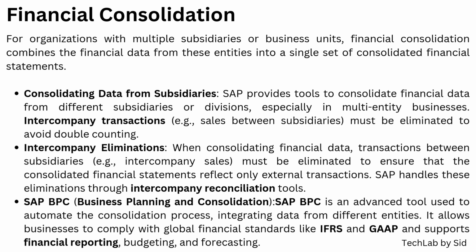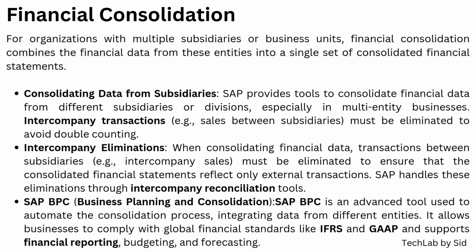One key aspect is consolidating data from subsidiaries, where financial data from different divisions or subsidiaries is brought together. During this process, intercompany eliminations are necessary, as transactions between subsidiaries, such as intercompany sales, must be removed to prevent double counting and ensure the consolidated financial statements accurately reflect only external transactions. SAP facilitates this through intercompany reconciliation tools.